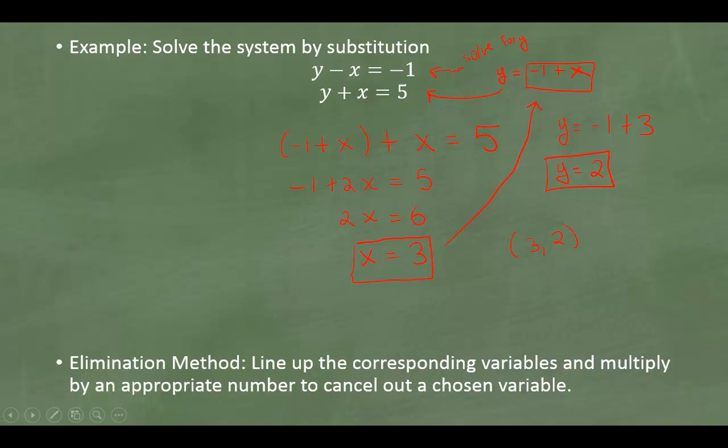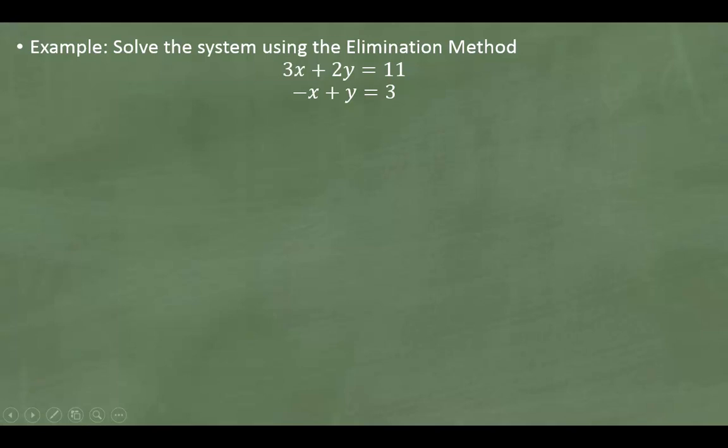There's another method called the elimination method. In this method, we're going to line up the corresponding variables. They have to be lined up and multiply by an appropriate number to cancel out a chosen variable. Multiply so that you can cancel. For example, here, the variables are lined up. The x's, the y's, and the numbers are lined up. They're all on top of each other.